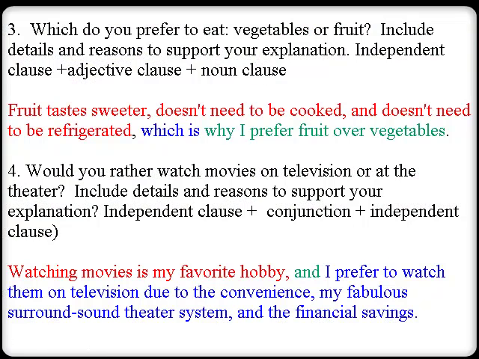Number 3. Which do you prefer to eat, vegetables or fruit? Include details and reasons to support your explanation. Use an independent clause, an adjective clause, and a noun clause. Fruit tastes sweeter, doesn't need to be cooked, and doesn't need to be refrigerated, which is why I prefer fruit over vegetables.